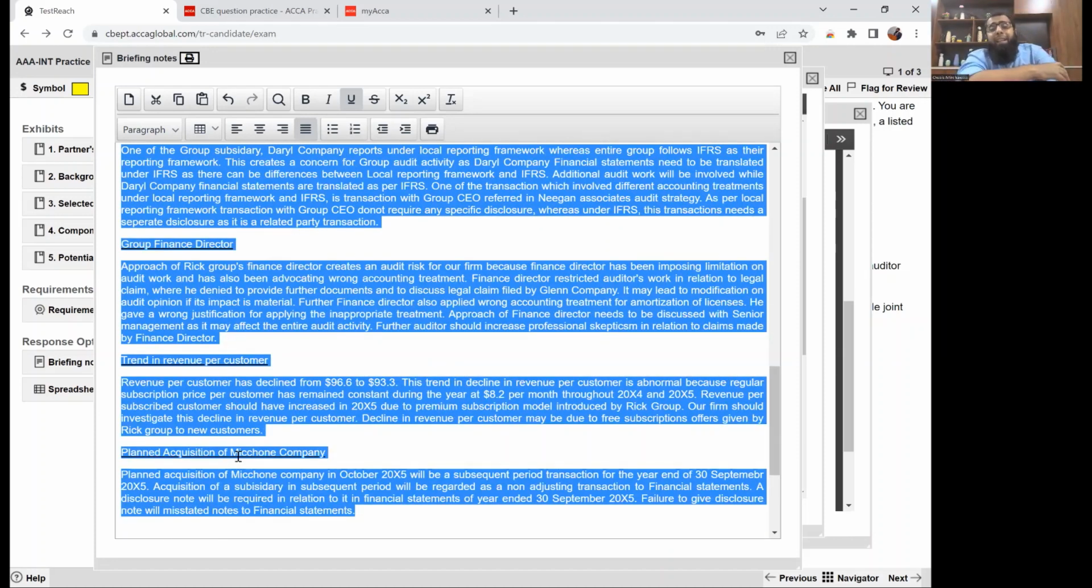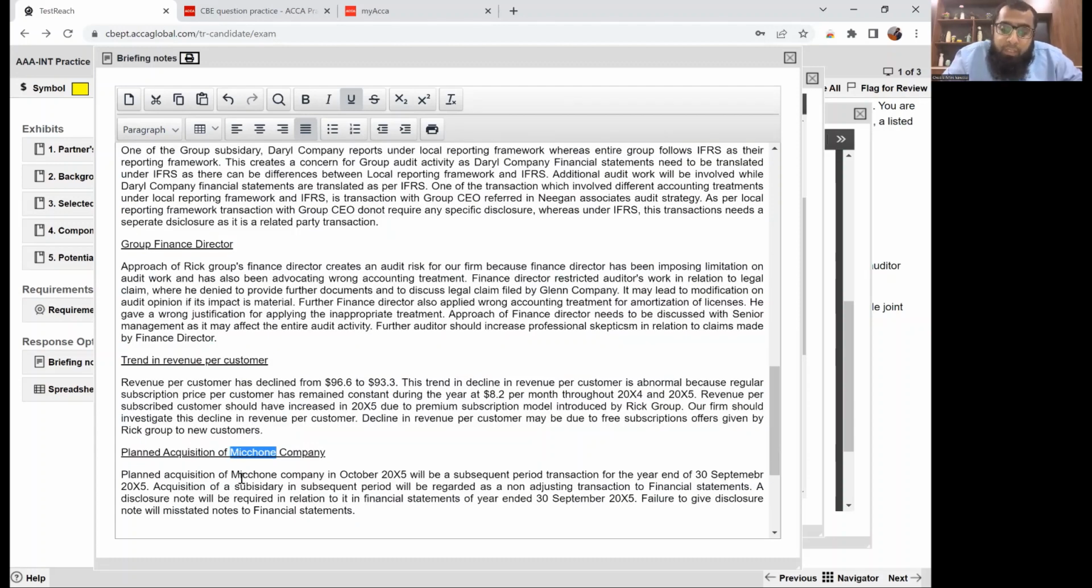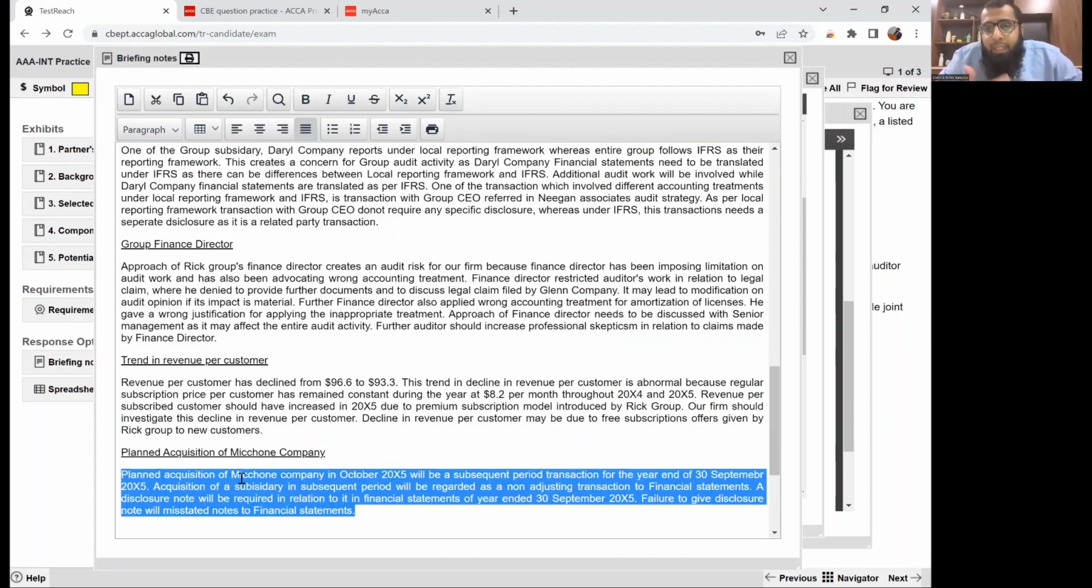Now it's a matter of judgment. If you used a slightly different approach, that will also be acceptable. But what the examiner expects is that the student should have the ability to prioritize risks. For example, if someone writes the risk of the disclosure note first, obviously the examiner will say that the student is not using very good judgment.